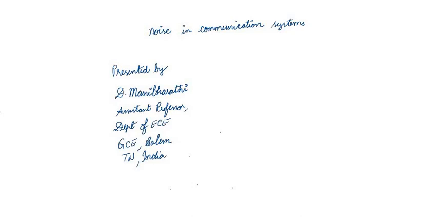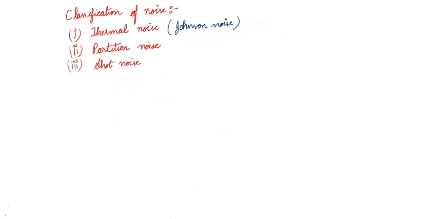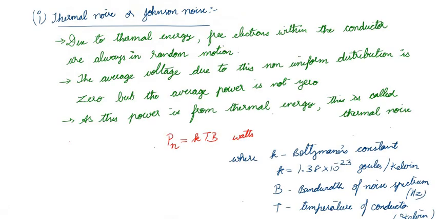In this video we are going to see about noise, the different types of noise in a communication system. Welcome to the lecture. We can classify the noise primarily as thermal noise, partition noise and shot noise. Thermal noise is also called Johnson noise. Okay, what about the thermal noise?